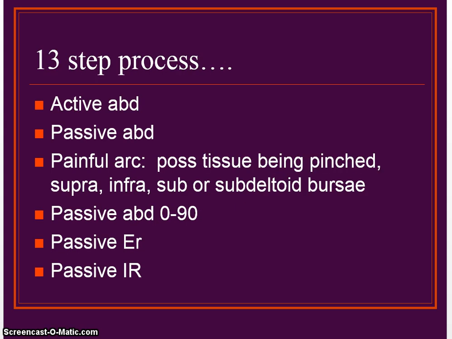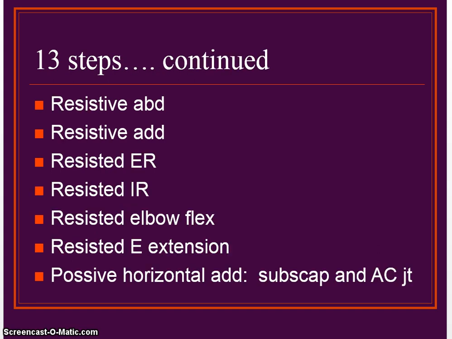that arc? And there's usually a 13-step process that you should do according to Cyriax in doing your evaluation appropriately. So you first want to check active and passive range of motions, but in this order. First, abduction, and you're looking for any painful arc continually throughout this process. If you have a painful arc in abduction, both active or passive, start thinking, is there an impingement or is there bursitis? Okay. Passive abduction from 0 to 90 with passive external and internal rotation. You then progress onto resistive abduction, adduction, resistive external, internal, elbow flexion and extension, and also horizontal adduction.